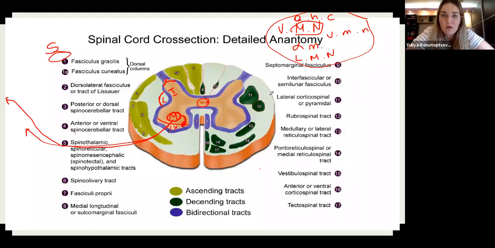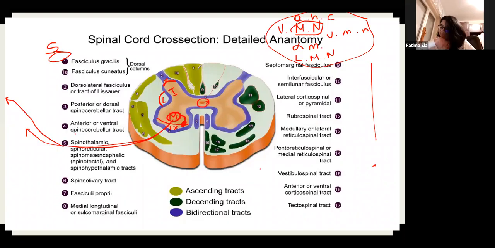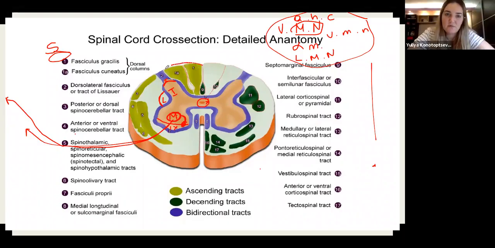Yeah. Okay, this picture is your best friend from now on. Okay, because here we're talking about white matter. White matter possesses tracts. These are the tracts that we need to know, all of them. Okay, so let's try to take a look. How do we call this funiculus?